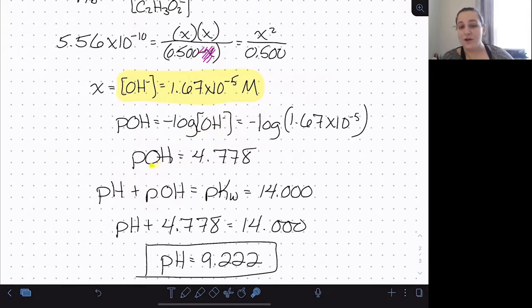So if you were to stop here and do that little check, that should set off some bells and whistles. Like, this is a base, but I found a pH of 4.8. That shouldn't happen, and that can't happen. So hopefully that would help you to figure out where you went wrong. But that is the general gist of it. Otherwise, bases are the same as acids. We just need that one extra step at the end to convert from pOH to pH.